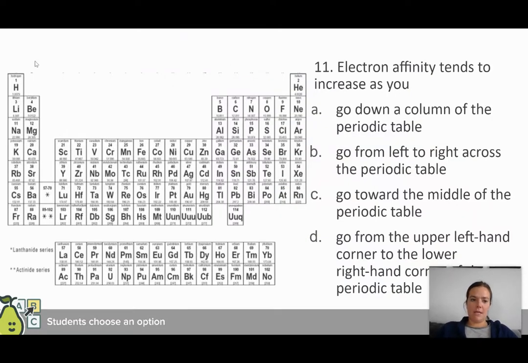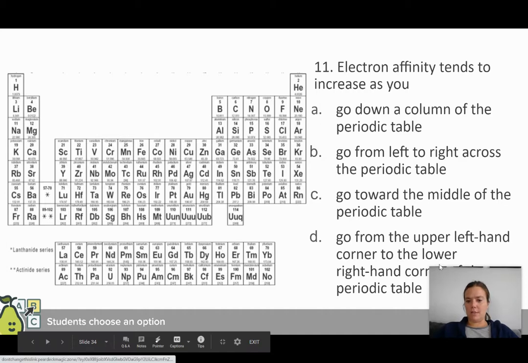Based on that understanding, again, that electron affinity increases as you go right and as you go up, which of these statements is true? Electron affinity tends to increase as you, A, go down a column of the periodic table, B, go from left to right across the periodic table, C, go toward the middle of the periodic table, or D, go from the upper left-hand corner to the lower right-hand corner of the periodic table.